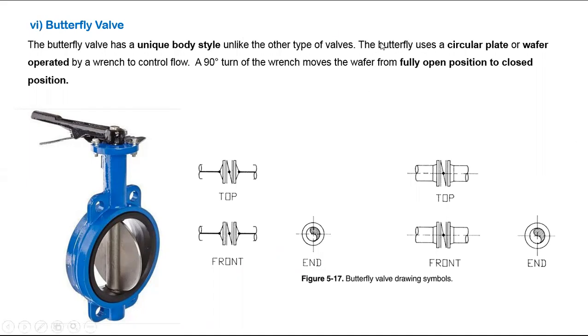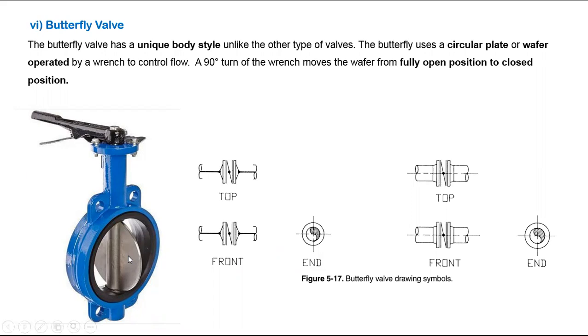The butterfly valve uses a circular plate or wrapper operated by a wrench to control flow. A 90 degree turn of the wrench moves the valve from fully open position to closed position. In the center, one wrench will operate the wrapper. If you turn the handle 90 degrees, you can open or close the valve. If you open fully, this circular plate will be there. This always will be like this only.